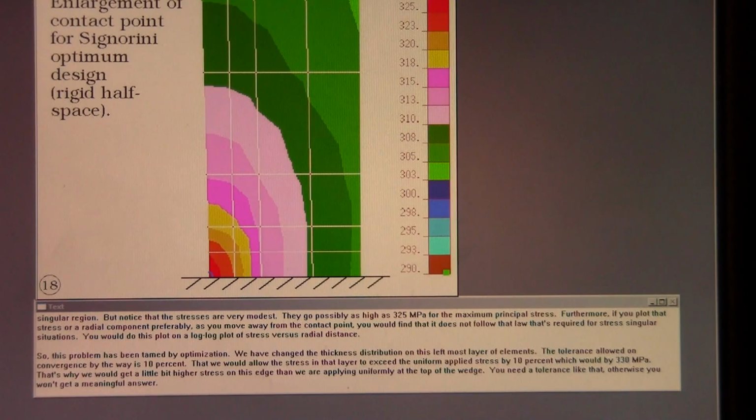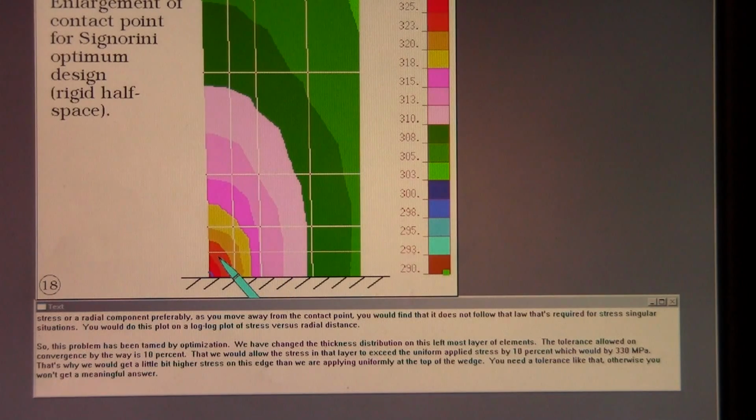So this problem has been tamed by optimization. We have changed the thickness distribution on this leftmost layer of elements. The tolerance allowed on convergence, by the way, is 10%, that we would allow the stress in that layer to exceed the uniform applied stress by 10%, which would be 330 megapascals, and that's why we get a little bit higher stress along this edge than we are applying uniformly at the top of the wedge. But you need a tolerance like that, otherwise you won't get a meaningful answer.